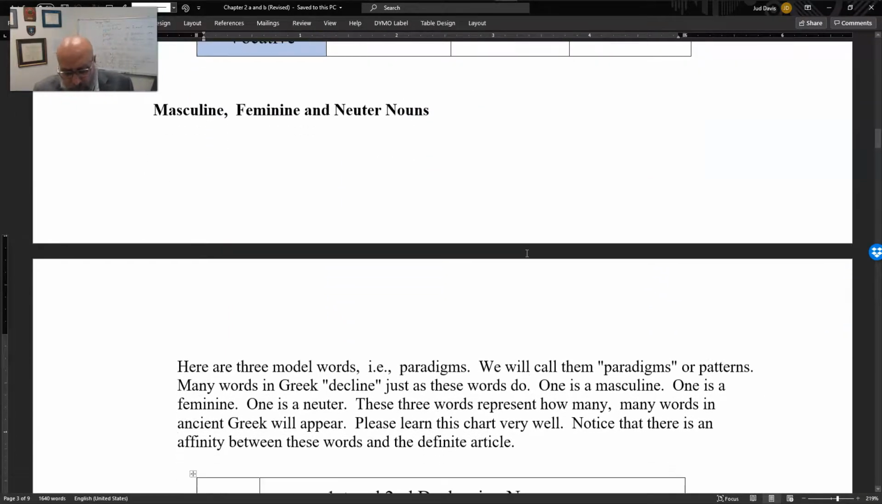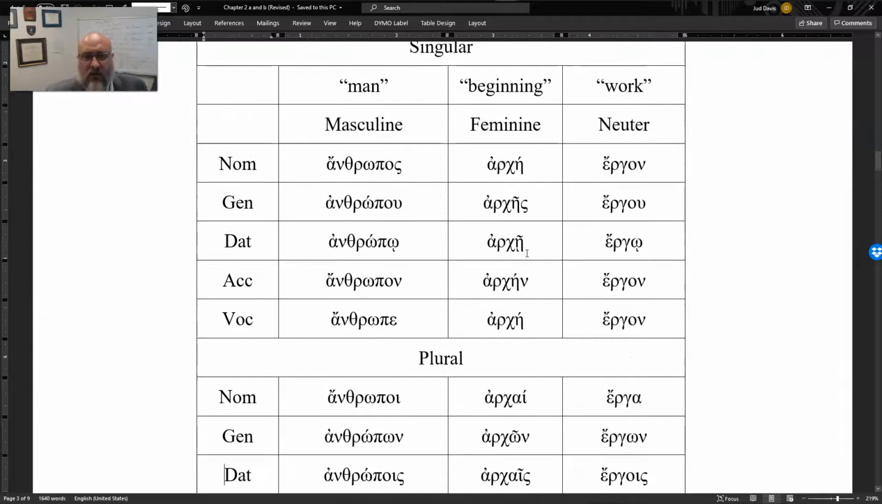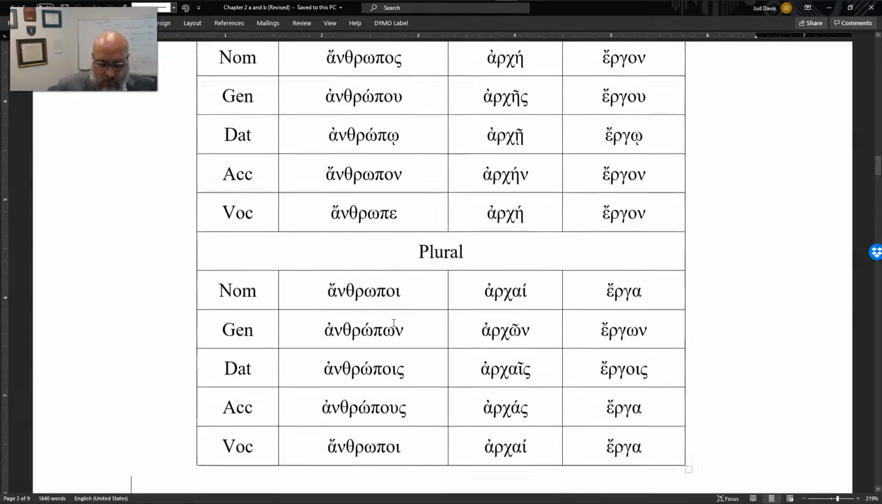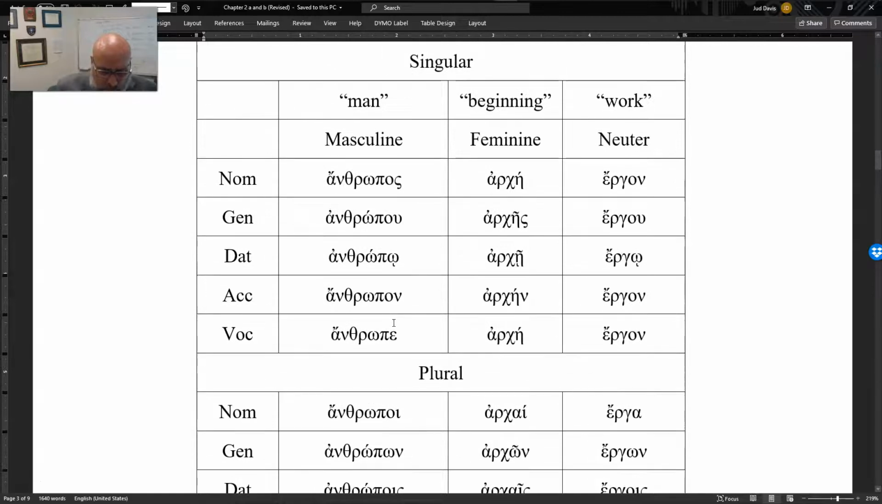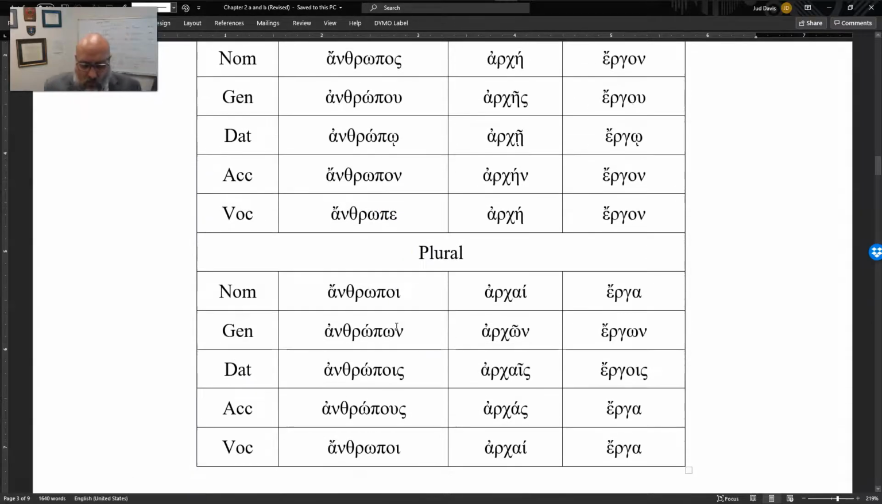Now, in Greek, all words have a gender. Some words in English have a gender, like we speak of boats as "she," but in Greek, every word has a gender. So take a typical masculine word, anthrōpos. These are the endings: os, ou, ō, on, oi, ōn, ois, ous. If I just wanted to help out, I could put these in red, and those would be the endings, and anthrōp- is the root of the word.